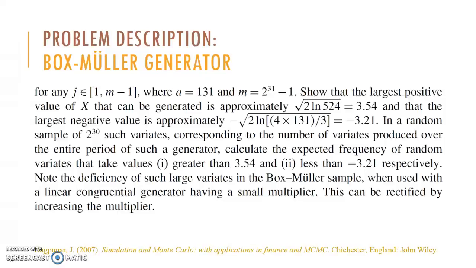In a random sample of 2 to the power of 30 such variates, corresponding to the number of variates produced over the entire period of such a generator, calculate the expected frequency of random variates that take values greater than 3.54 and less than negative 3.21 respectively.